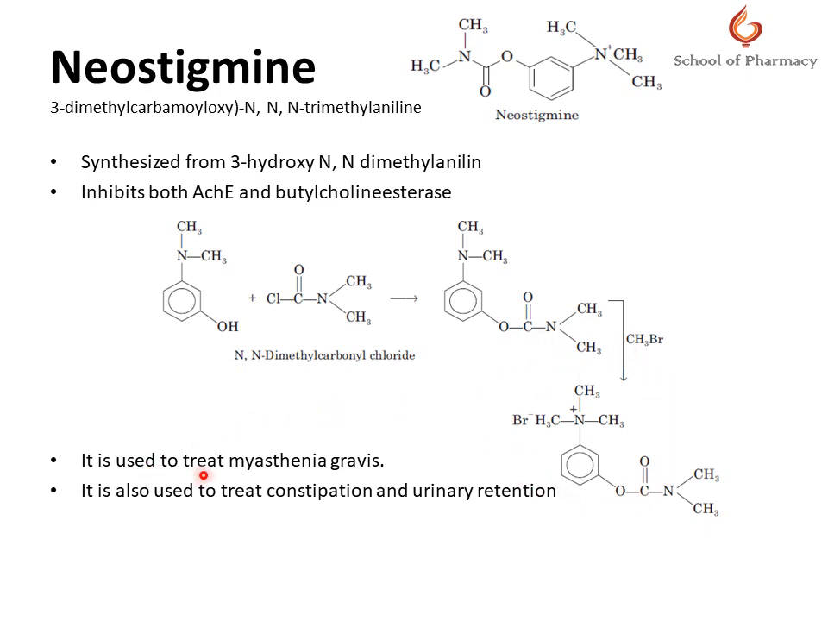Now, it is used to treat myasthenia gravis. Myasthenia gravis is a neuromuscular disease which causes weakness of the muscles. It is also used to treat constipation and urinary retention, and it is available in the form of injections. With injection it works within 30 minutes and lasts for up to 4 hours. And this is one of the world's safest and most effective medicines needed in the health system, neostigmine.